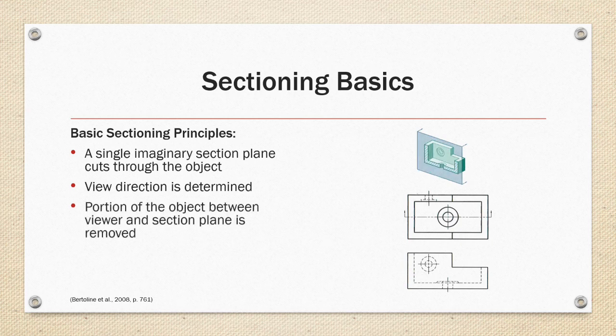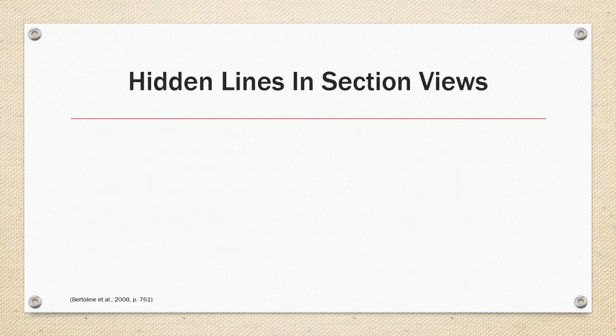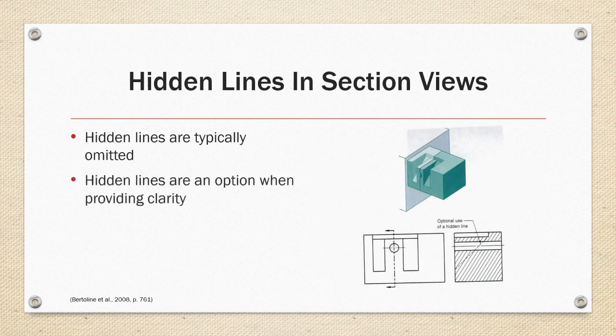The portion of the object between the viewer and the plane is removed, revealing all the interior features as visible lines, as in the section view on the right. In this case, the view is in the front viewing plane, replacing the standard orthographic front view. Hidden lines follow different rules than standard orthographic views. Typically, hidden lines are omitted, but they are an option when providing clarity, like in this example on the right, which has a feature behind the cutting plane clarified with a hidden line.